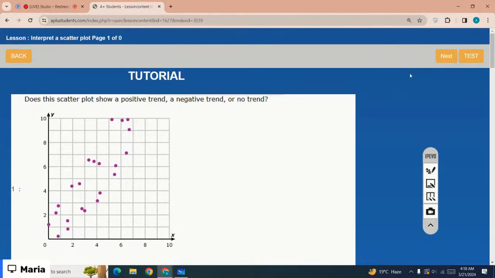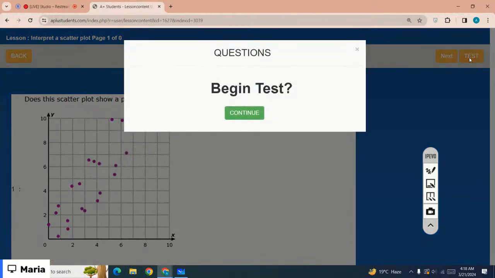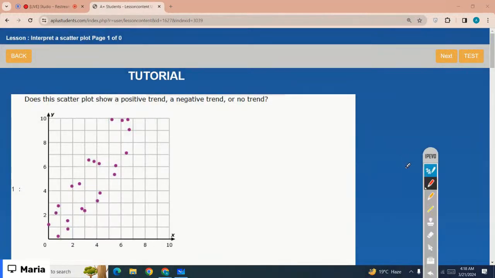You can see here are the x values. The x values are increasing from 0 to 7, right? Just look at the y values. The y values are also increasing. Here is the point, and now here is the point. So the x values and the y values are increasing. That means the graph shows a positive trend, right?